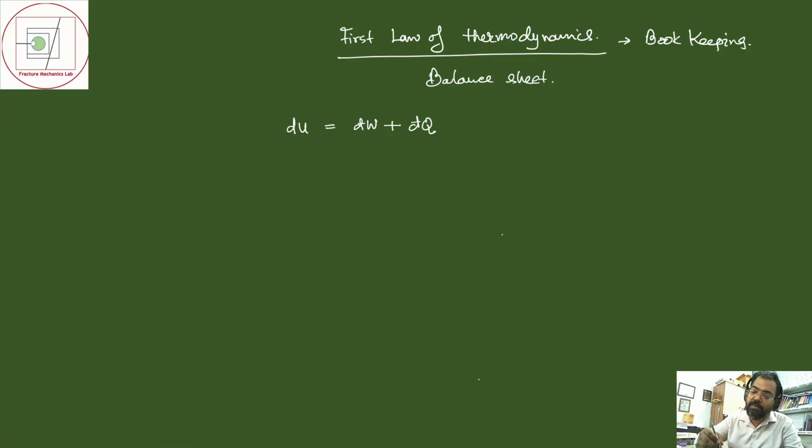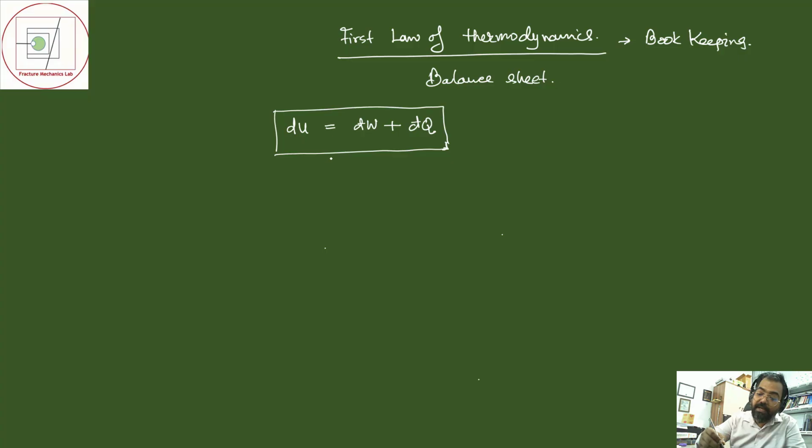Some people take the amount of work done on the system as positive, some people take it as negative. It doesn't matter. So you can call expenditure positive and savings negative and vice versa. It doesn't really matter that much. You just have to follow the same convention. Don't change the convention in the middle of the understanding somewhere. So this is what basically the first law is.